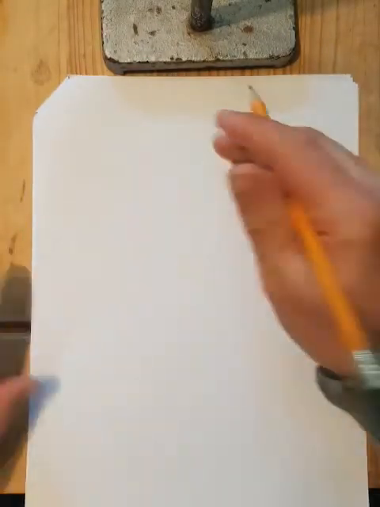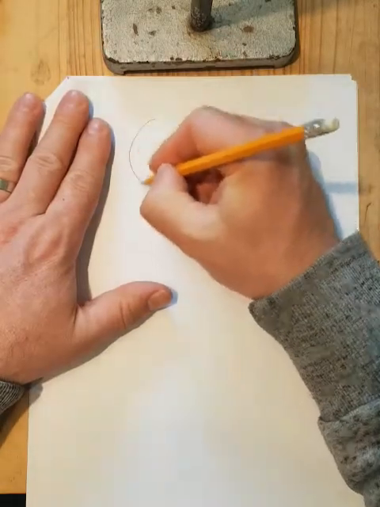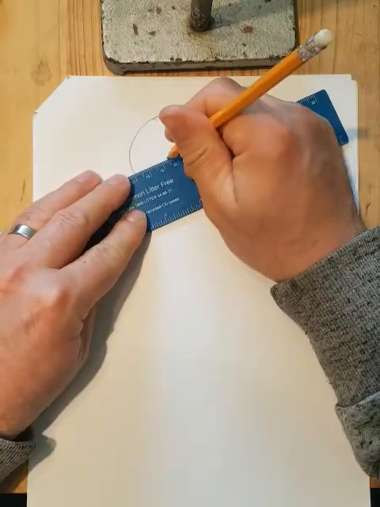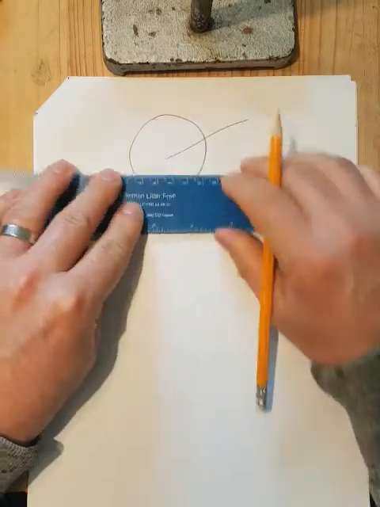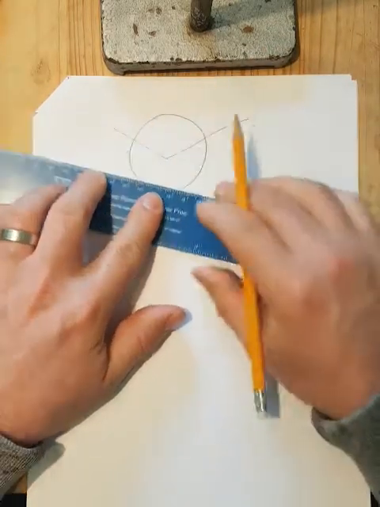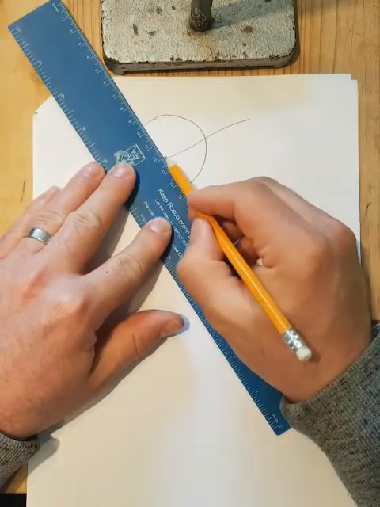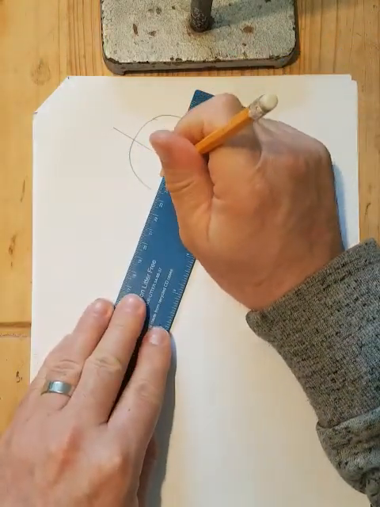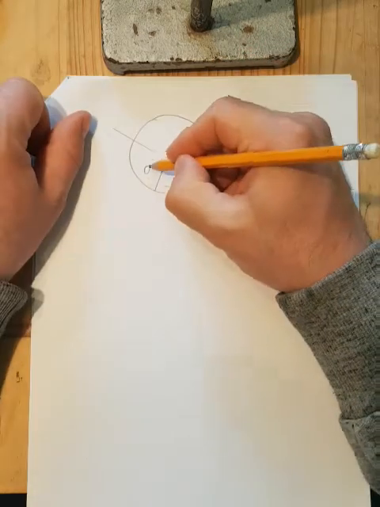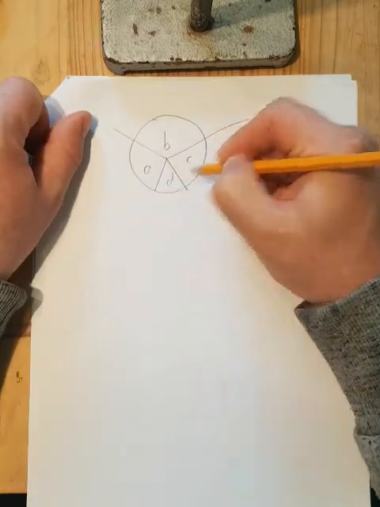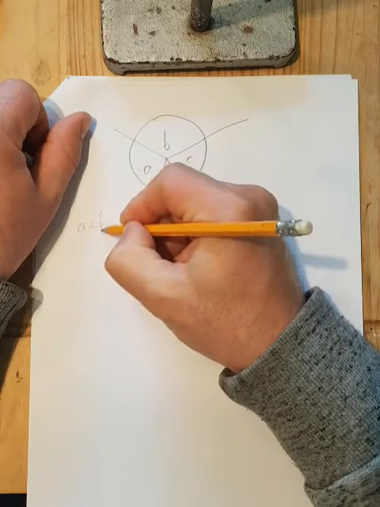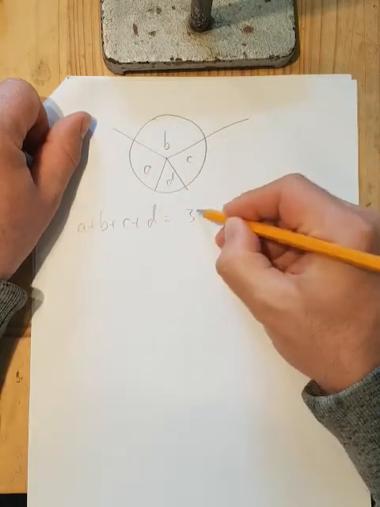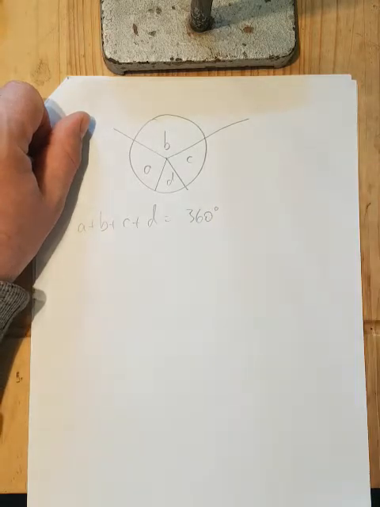Next thing to remember, if I have a circle, and I've got four angles, A, B, C, and D. A plus B plus C plus D is equal to, well, this is a whole circle, 360 degrees.